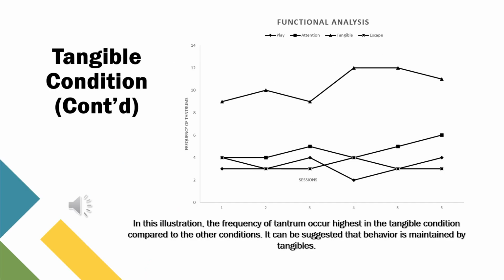The rate of behavior seen here suggests that the client's behavior is maintained by access to tangible items. The rate of behavior seen in the graph in the tangible condition is higher than in the other conditions.